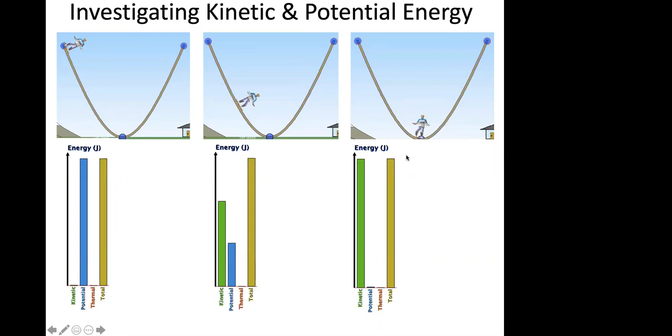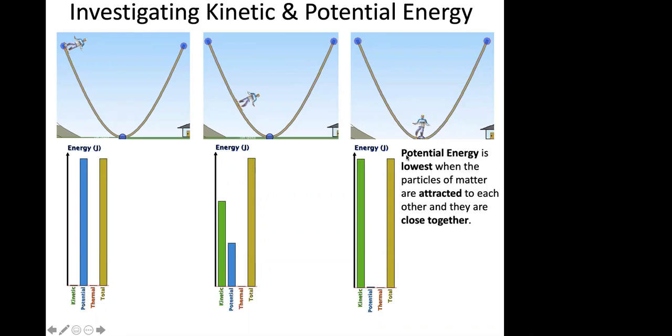As we begin to think about this and where it fits with chemistry, here's one important idea for us. The potential energy goes down and is the lowest when the particles of matter are attracted to each other and they are close together. When there's an attraction and the particles are closest together, the potential energy goes down.